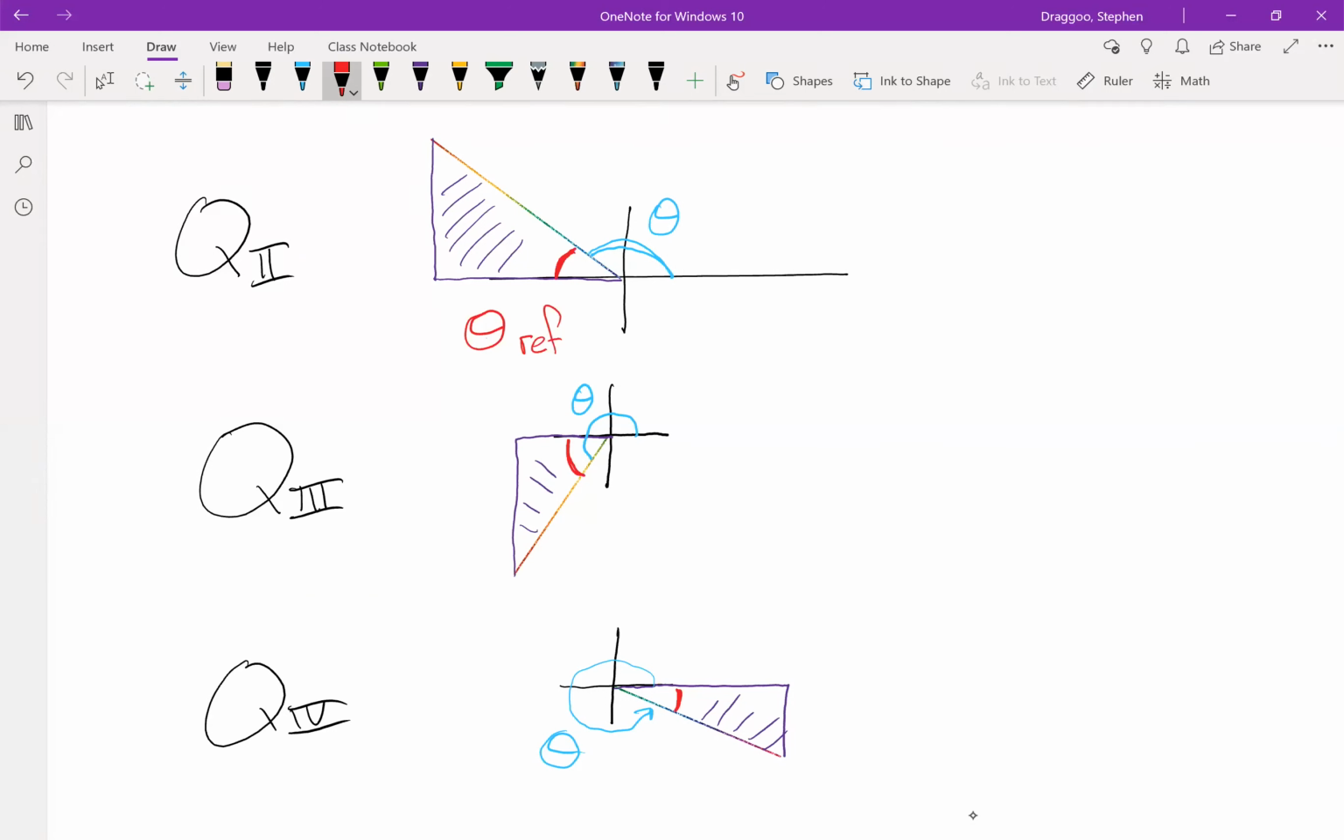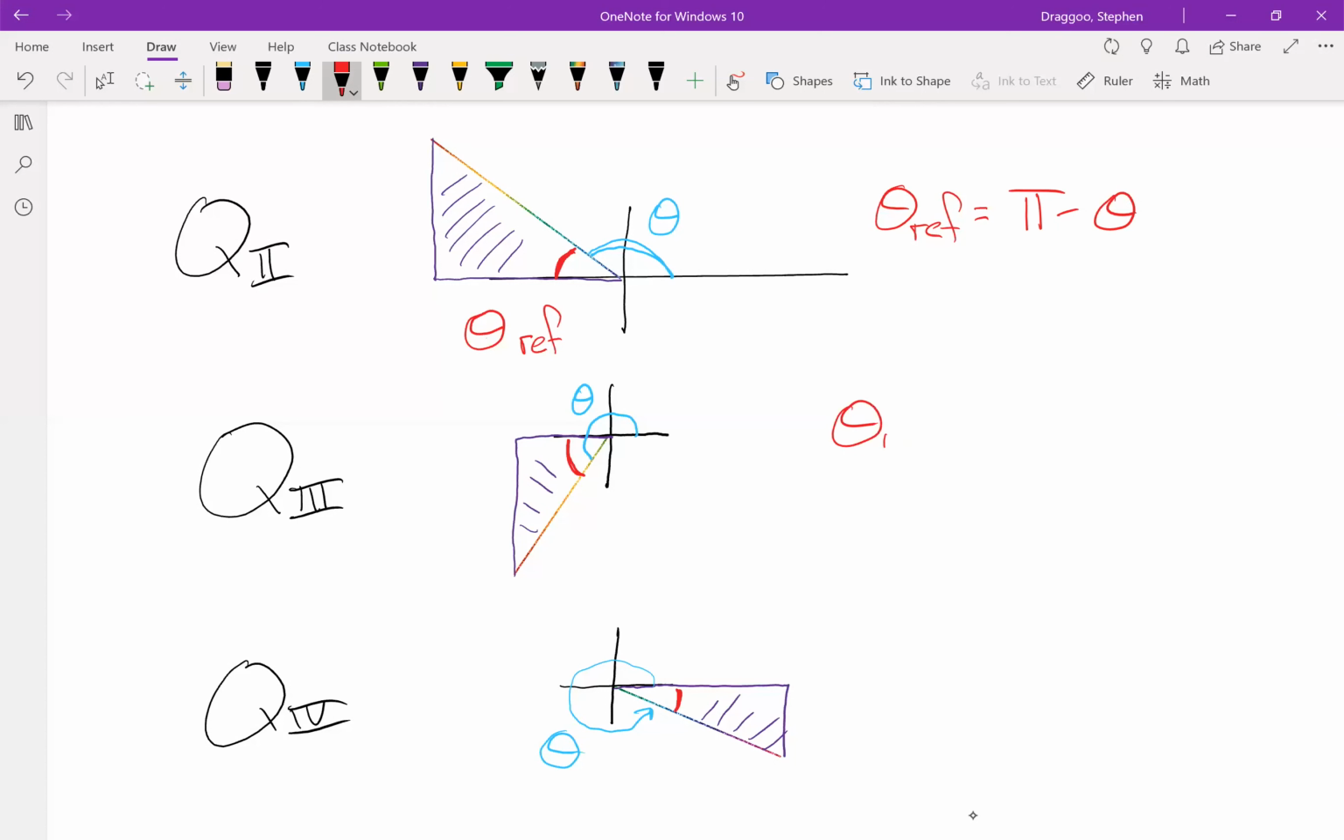We'd like to be able to calculate a reference angle based on any angle that we're given, but because of the way that they're measured, that equation is going to change depending on the quadrant that we're in. So in quadrant 2, that reference angle is going to be the difference between pi, which is straight left, and the angle that we initially started with. So pi minus theta.